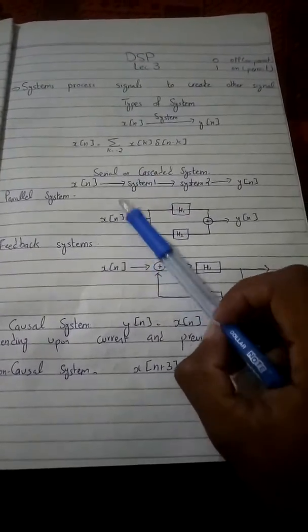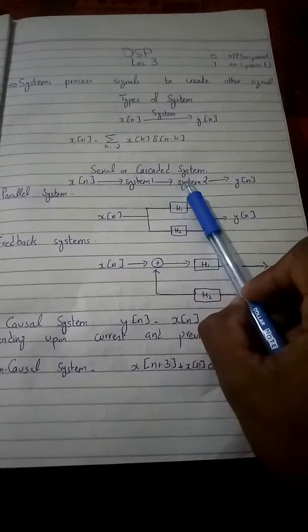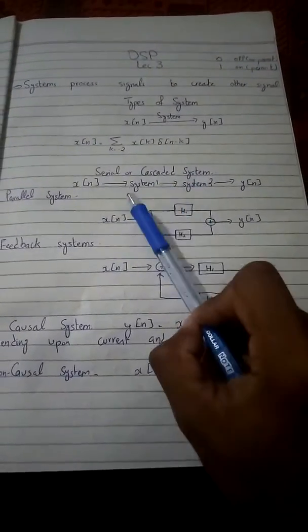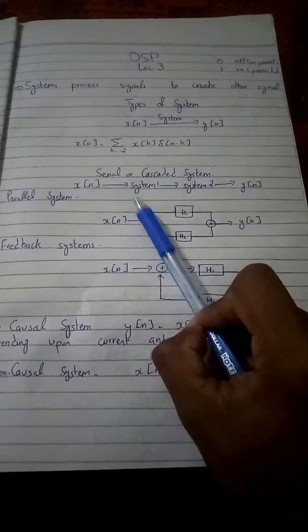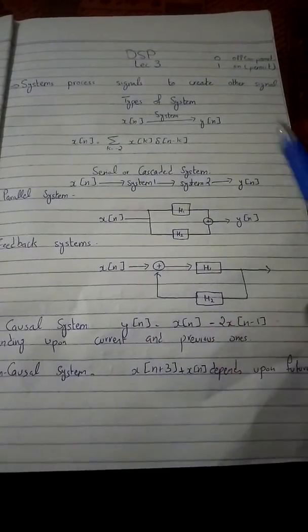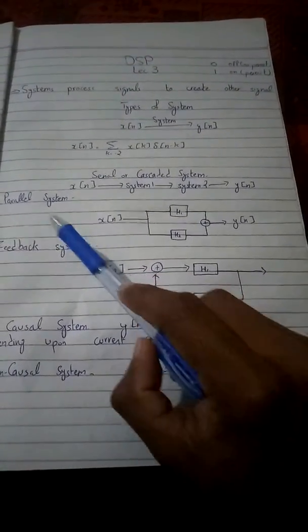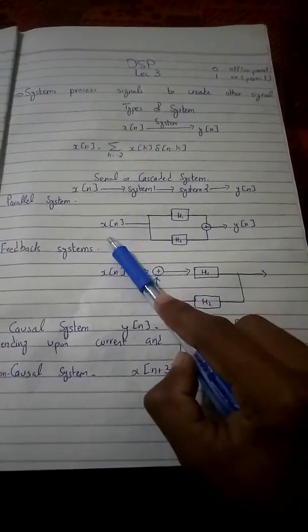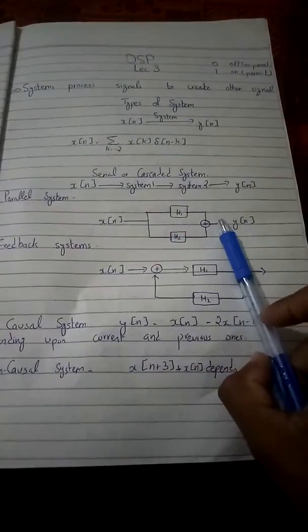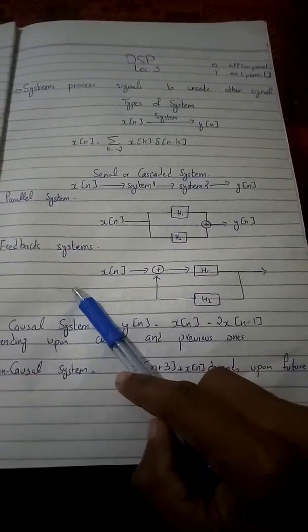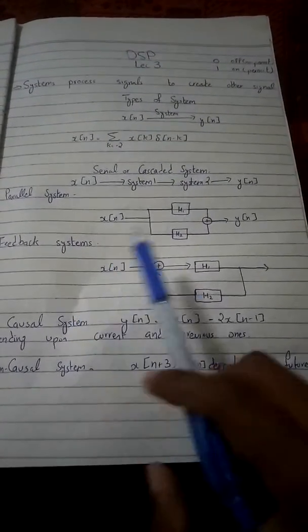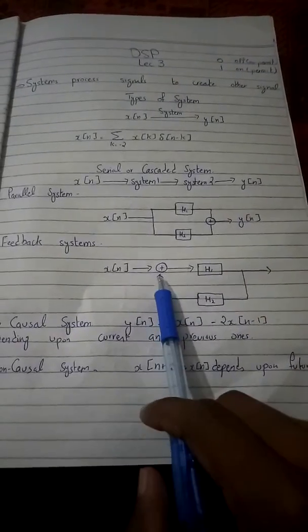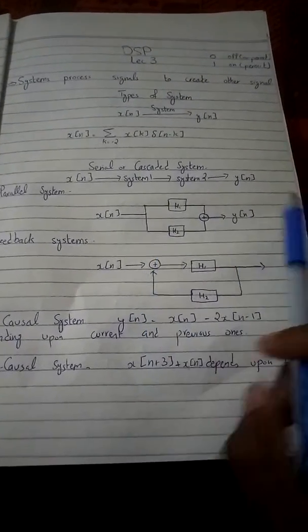First, one of them is serial or cascaded systems. What happens in a serial or cascaded system? Systems are connected end to end when an input is applied to get the desired output. Now what is a parallel system? Here is the block diagram of parallel systems. In this, the systems are connected to each other and we apply an input to get the desired output. Now what is a feedback system? In the feedback system, we have feedback coming from the output to the input to get the desired objectives.